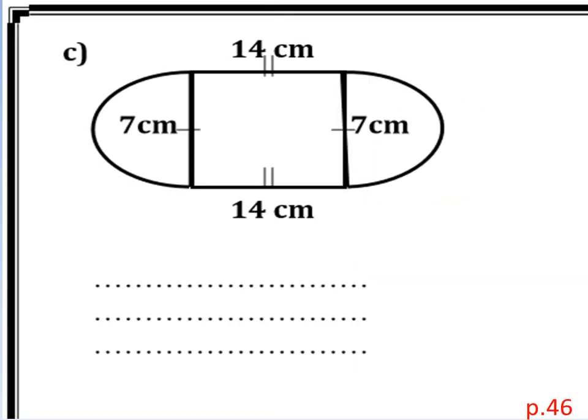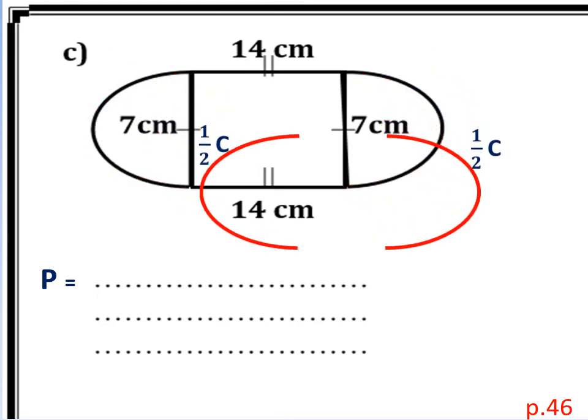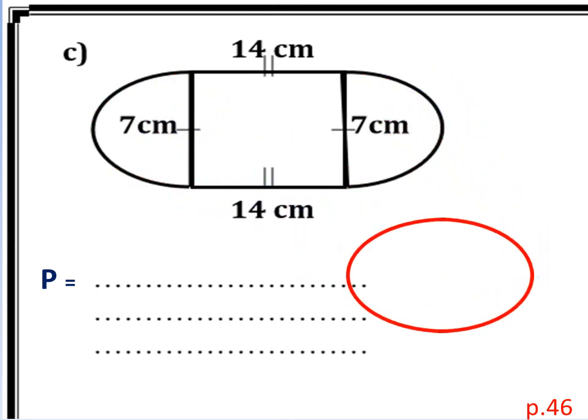And now we have in letter C this shape. As we said before, P equals, here we have half circle and here we have another half circle. When we put them together, it's going to give us a circle or circumference, a whole circle. We do not need to find half and half, because half plus half equals 1. So it will be like this. So it will be circumference.